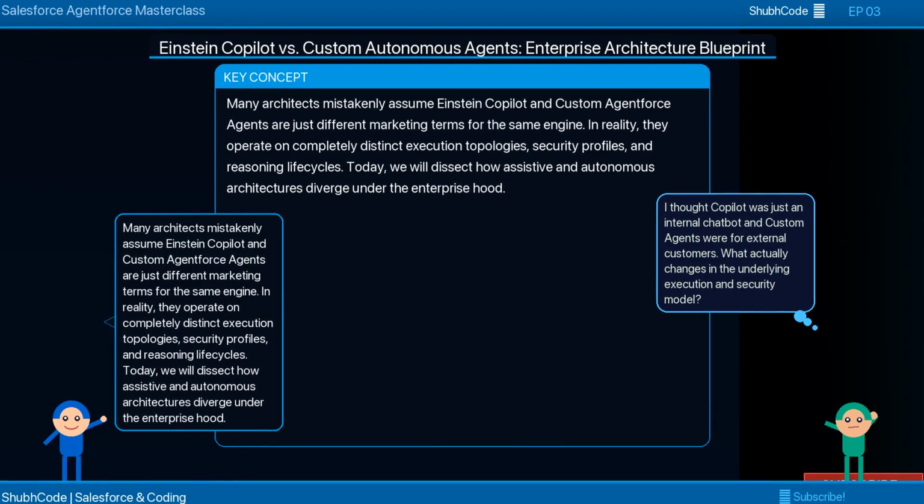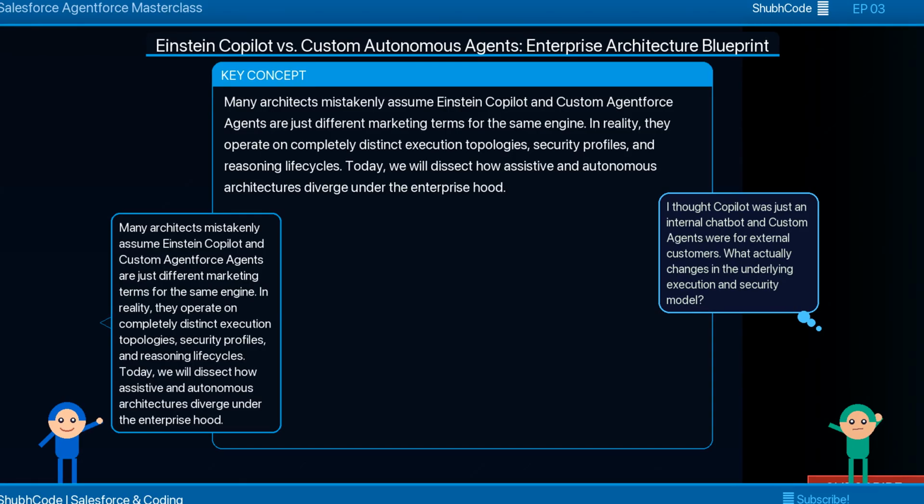Let me explain this simply. Many architects mistakenly assume Einstein Copilot and custom Agentforce agents are just different marketing terms for the same engine. In reality, they operate on completely distinct execution topologies, security profiles, and reasoning lifecycles. Today, we will dissect how assistive and autonomous architectures diverge under the enterprise hood. I thought Copilot was just an internal chatbot and custom agents were for external customers. What actually changes in the underlying execution and security model?